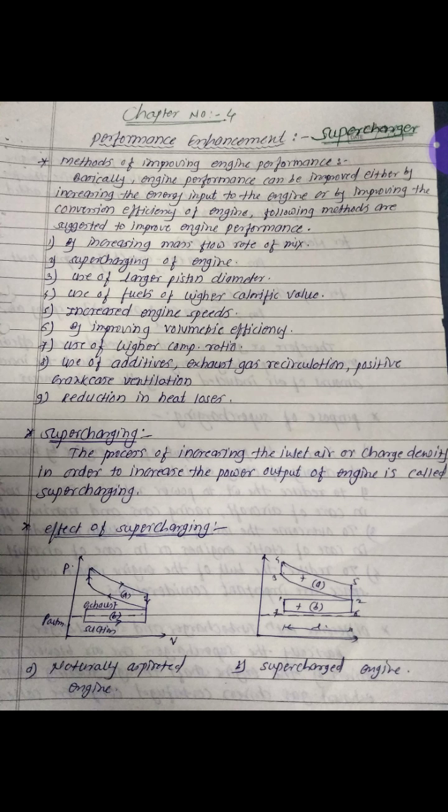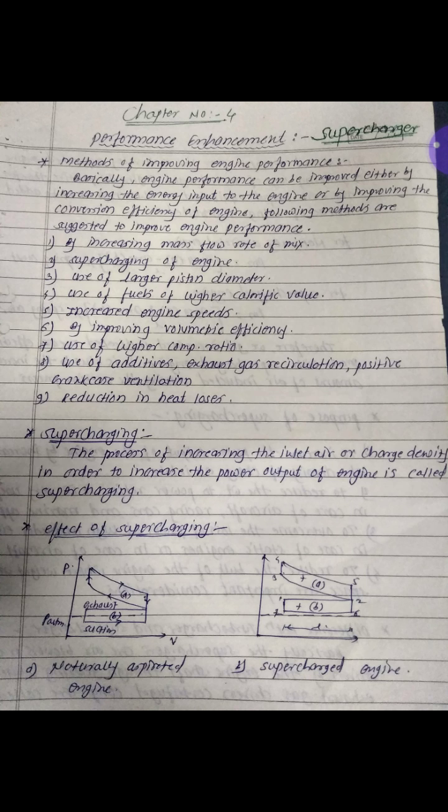Next method to enhance the performance is to increase the engine speed. If we increase the speed of the engine, the piston moves faster from TDC to BDC. During the suction stroke, with the help of ram effect, more charge gets sucked inside the engine cylinder. During the compression stroke, if the air gets compressed rapidly, its pressure and temperature suddenly increase. That means we get more power output from the engine.